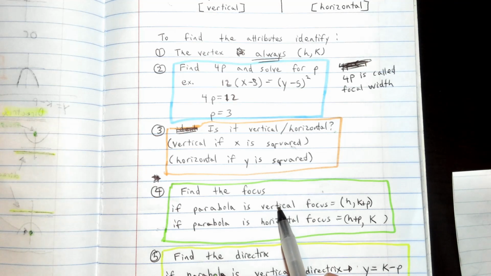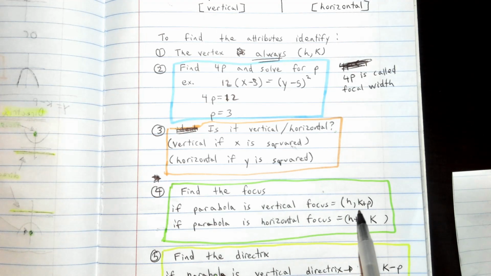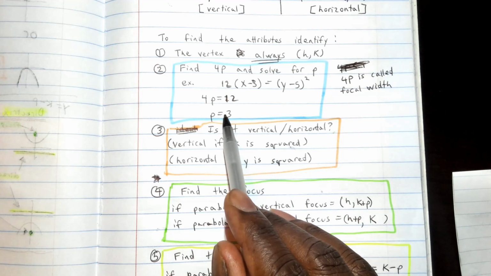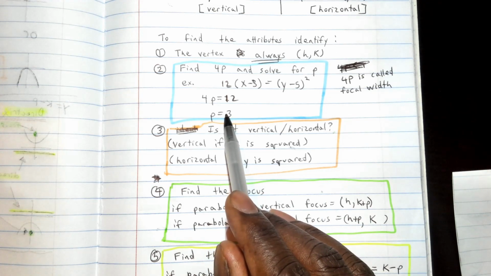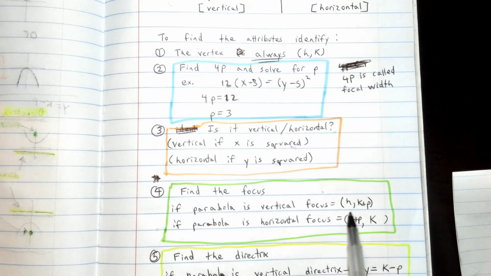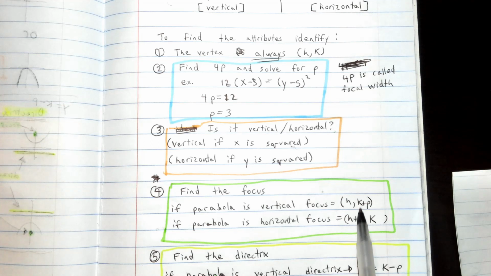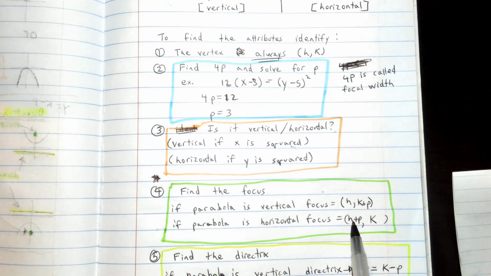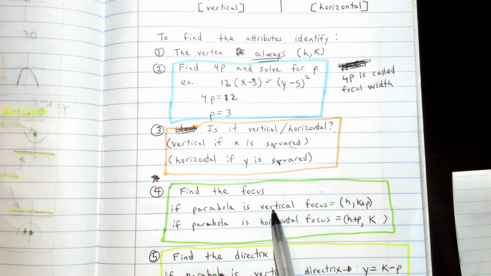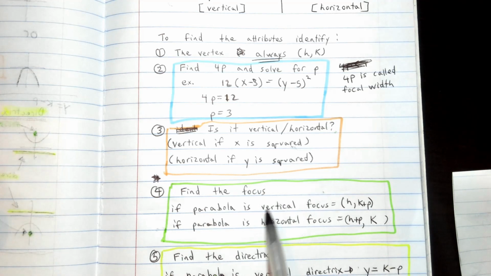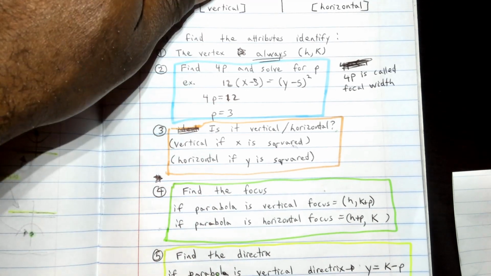So depending on if it's vertical or if it's horizontal, we're going to add on to a different part. Remember, this number p is the same p that we got here. So that's why we found the p. We're going to either add it on to the k or add it on to the h, depending on whether we have a vertical or horizontal parabola, and that will give us the focus.